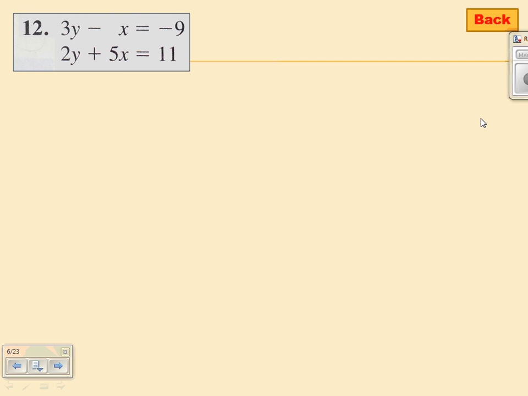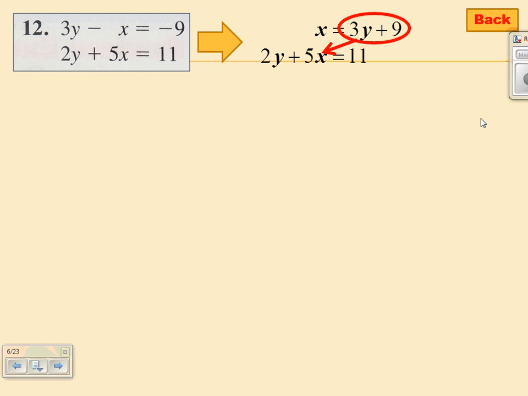For number 12, very similar to what I've done before. I want to get a variable by itself. So I'm going to choose to get x by itself on the top equation here. So I get x equals 3y plus 9. I've skipped a couple of steps here, but I believe you guys can figure that out. I will then substitute 3y plus 9 for x in the bottom equation. I will then do the distributive property.